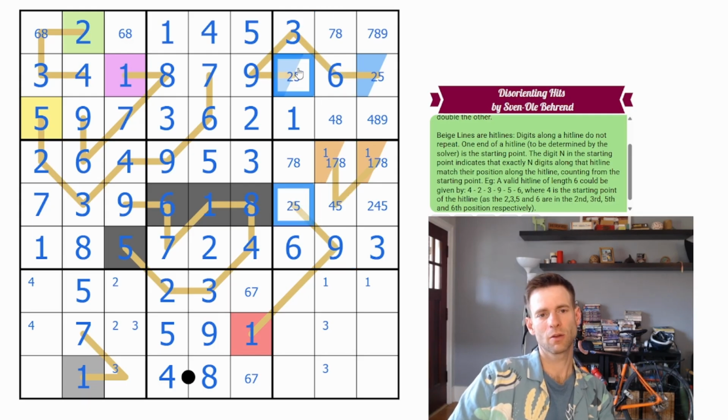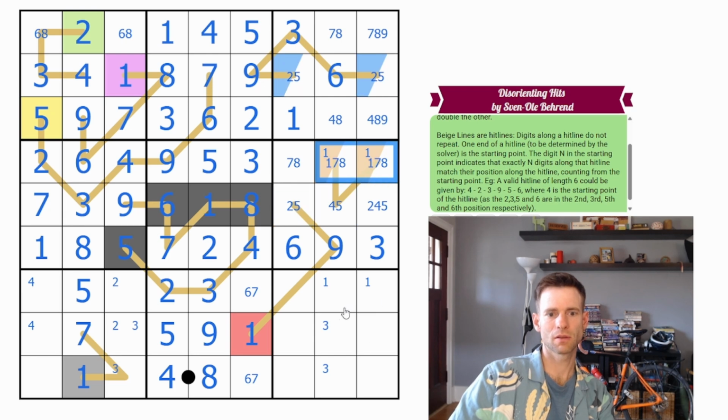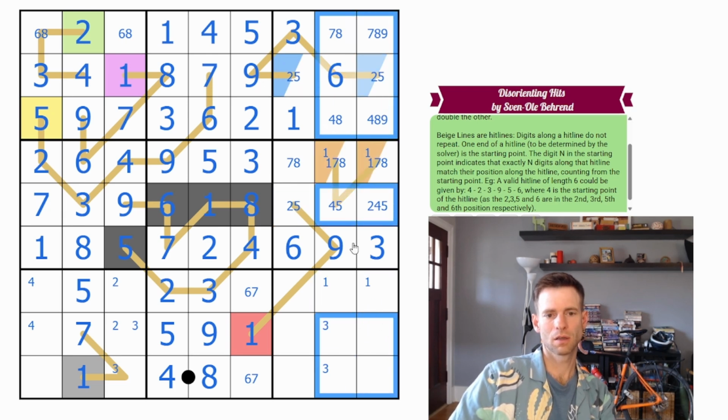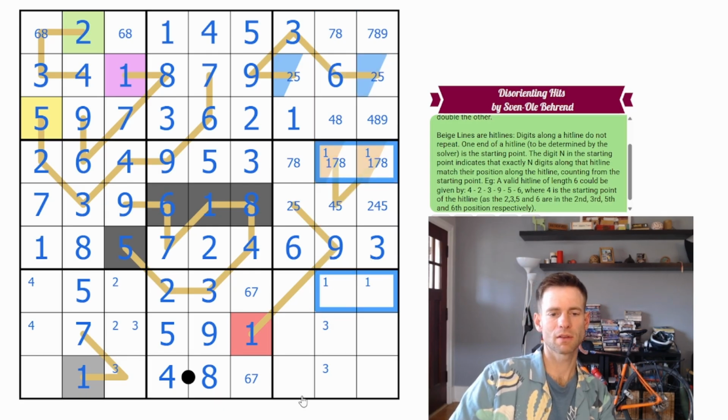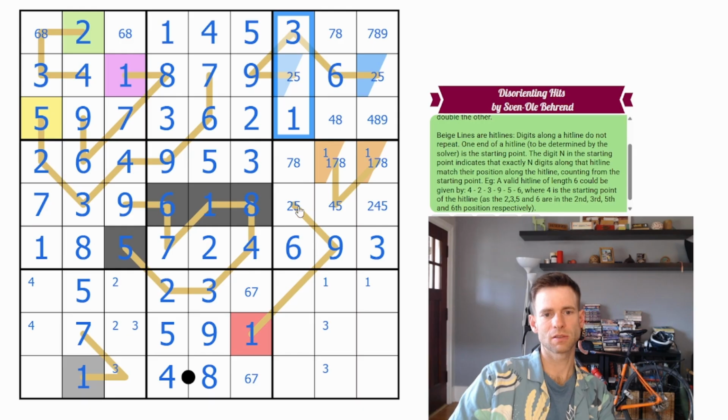That's another way to look at these X-wings. Like I showed you that X-wing before with the 1s. It means that none of these could be 1s. Or you can say, okay, if these were 1s, then where do you put 1 in row 7? It can't be here, it can't be here, so it has to be one of these. Same thing here applies to 2s.